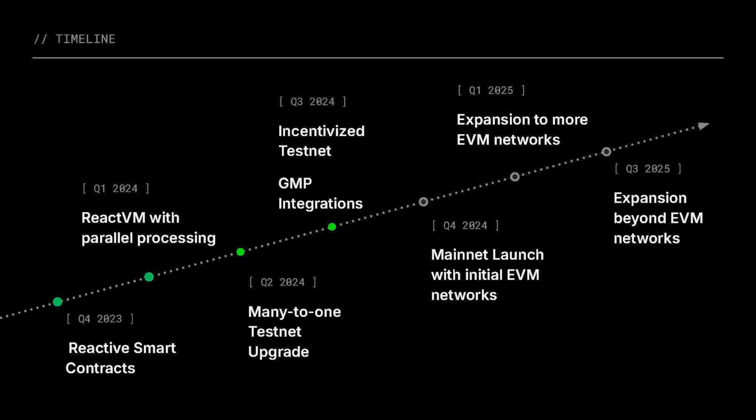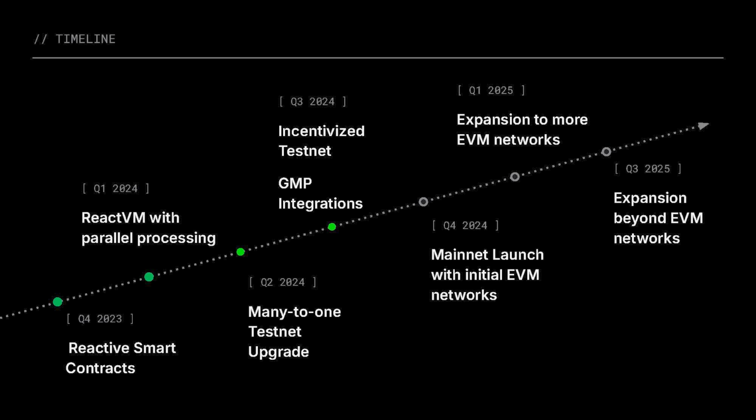So just a little bit of background about us. Right now we are already on incentivized testnet. We are already integrating with GMPs. I think earlier I mentioned that we're already integrating with XLR. Mainnet launch should be this quarter, if not, latest next Q1 2025.